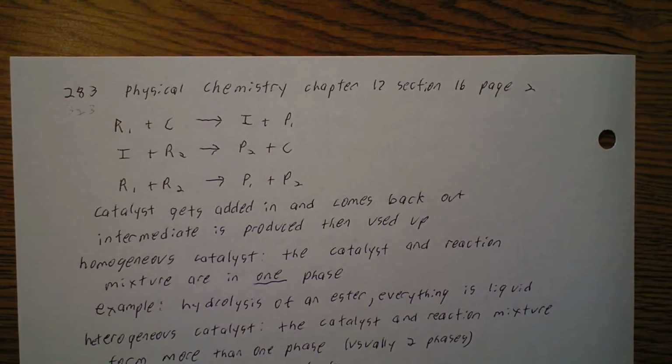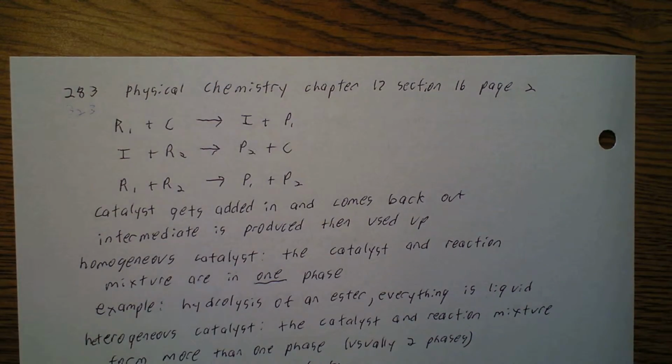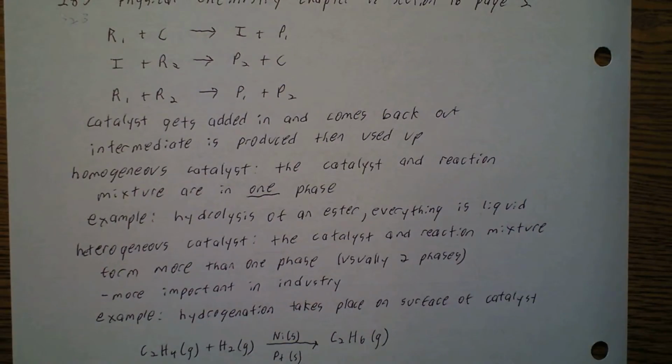So we have R1 plus C going to an intermediate plus P1. And then I plus R2 goes to another product plus the catalyst. So the overall reaction is reactant 1 plus reactant 2 equals product 1 plus product 2. Now catalysts get added in and they come back out, but the intermediate is produced and then used up. So make sure you can tell the difference between those two.